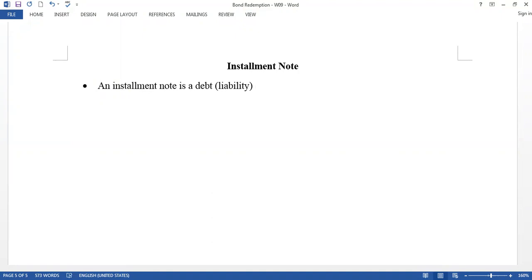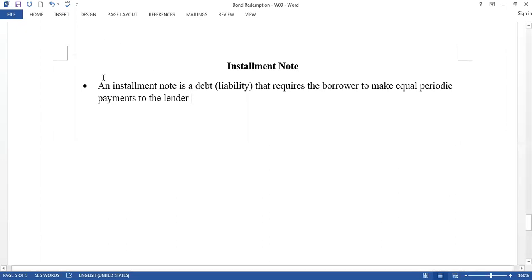It is your liability that requires the borrower, because you are the borrower, so it is your liability, to make equal periodic payments to the lender. So lender means who will give you the loan, right? So our topic is here, installment note.